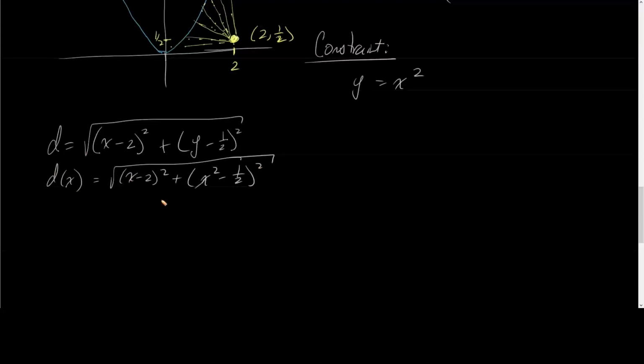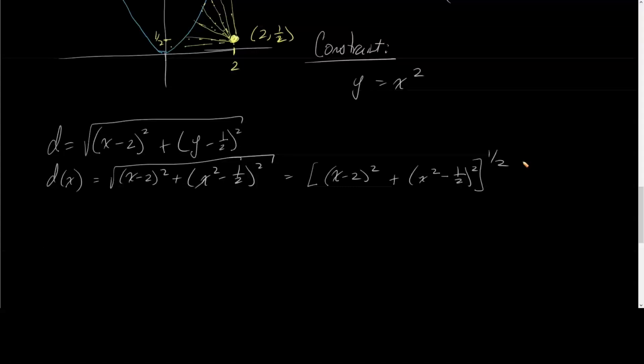And at that point, we've got our distance in terms of just one variable, and we know now that to minimize this, we need to find the critical values. So to find the critical values, we must take the derivative. I'm first going to write this entire statement, (x minus 2) squared plus (x squared minus 1/2) squared, to the power of 1/2.